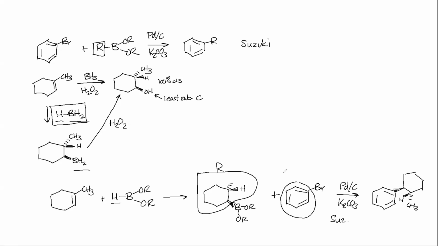And if you don't like that, let me write the product in exactly the same orientation as before. So here's my hydrogen, and then that's where the benzene ring would go. So the benzene ring goes exactly where the boron was. So that's the same product, just two different views of it. Cool, thanks.